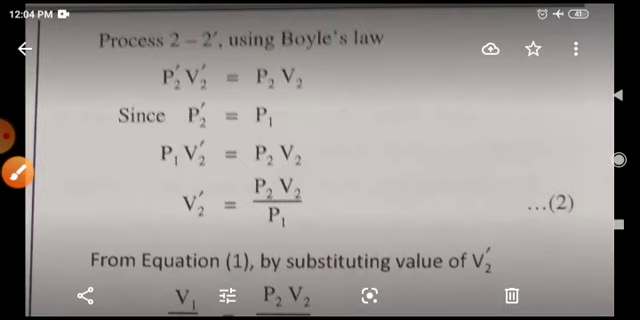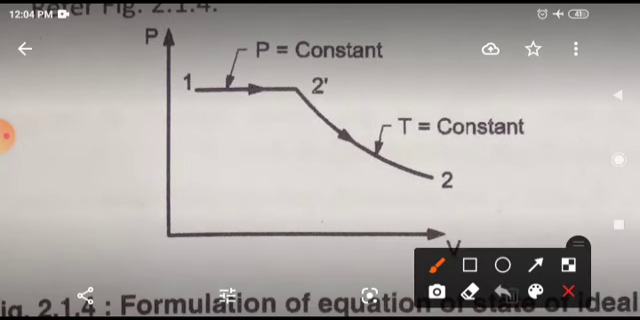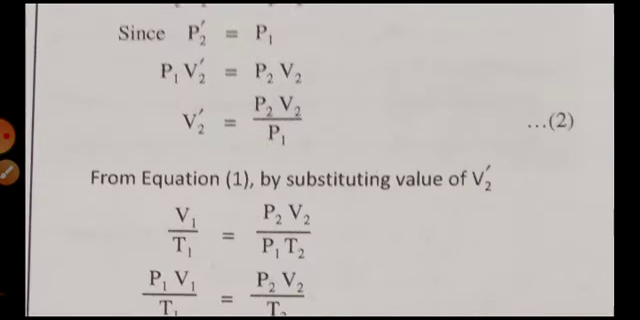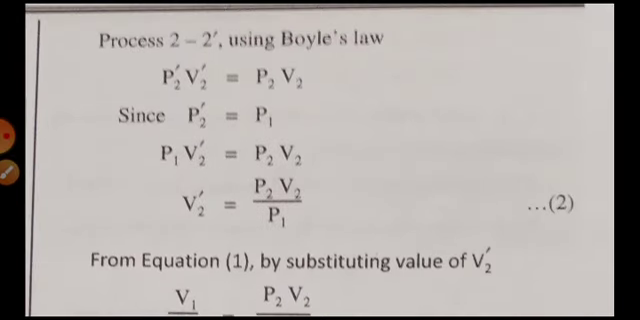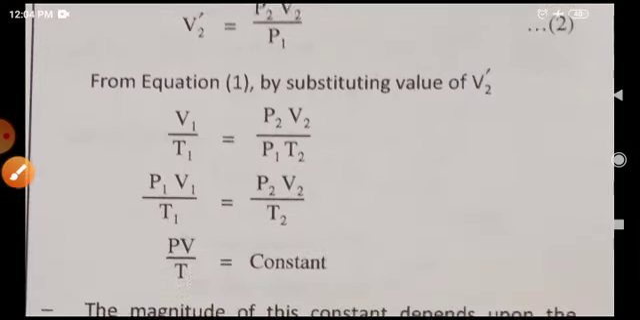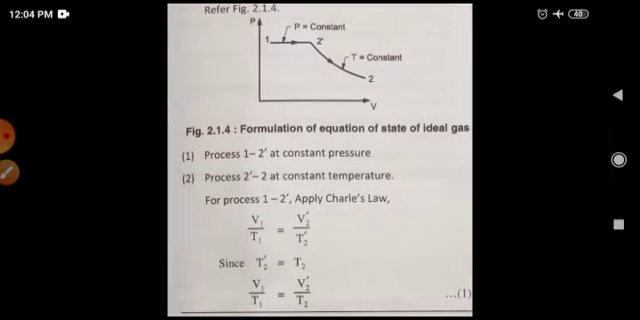But P2 dash is equal to P1, as we have seen in the previous process. P1 is equal to P2 dash, and T2 is equal to T2 dash. By using all these parameters, we proceed further. Here again P2 dash is replaced by P1. Therefore the equation is P1 V2 dash is equals to P2 V2. Writing the equation for V2 dash, we will get V2 dash equals P2 V2 upon P1, from equation 1, in which we have replaced this.